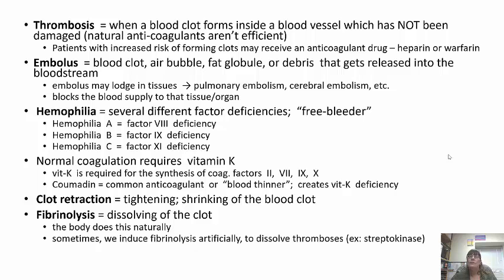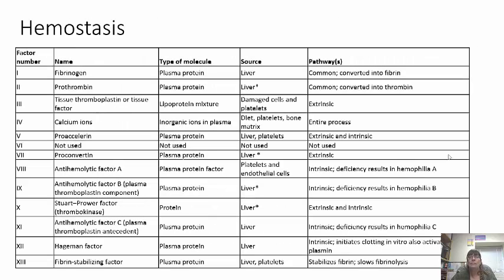Clot retraction is when the clot shrinks and tightens up, and fibrinolysis is when the clot is dissolved. Our body naturally dissolves blood clots. Sometimes we will actually induce it artificially to dissolve any thromboses that have formed inside the blood vessels when they shouldn't be. So here's a chart showing you the factors, the name, the type of molecule it is, where we get it from, and the pathway that it uses to start the cascade effect.